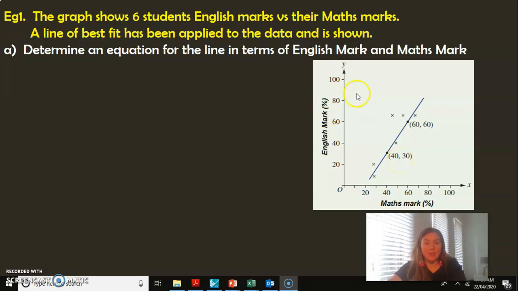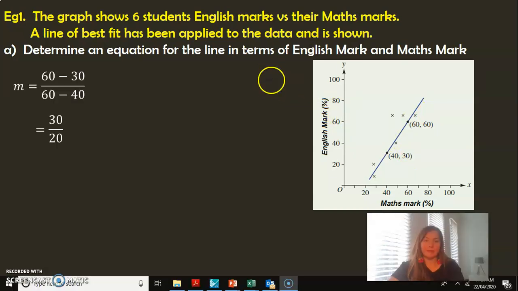Then we substitute those into our gradient equation, which is m equals y2 take y1 over x2 take x1. In this case, that will give us 60 take 30, because I got my 60 from here and my 30 from here, divided by 60 take 40, which was my x here and my other x here. Once I solve this, it gives me 30 over 20, which gives me 1.5. So there's my gradient.